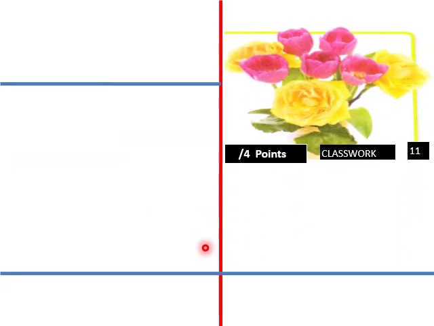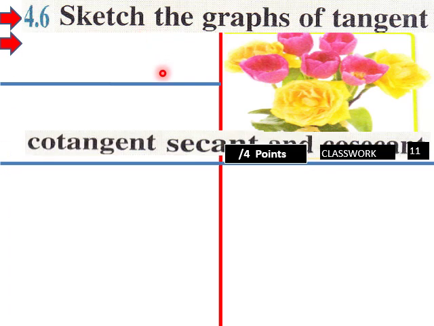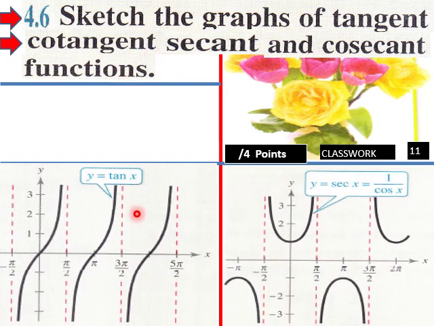Okay, moving into our next section here. 4.6, sketch the graphs of the tangent, cotangent, secant, and cosecant functions. So here we have a tan function, y equals tan x. And then over here we have y equals secant x, which equals 1 over cosine x.